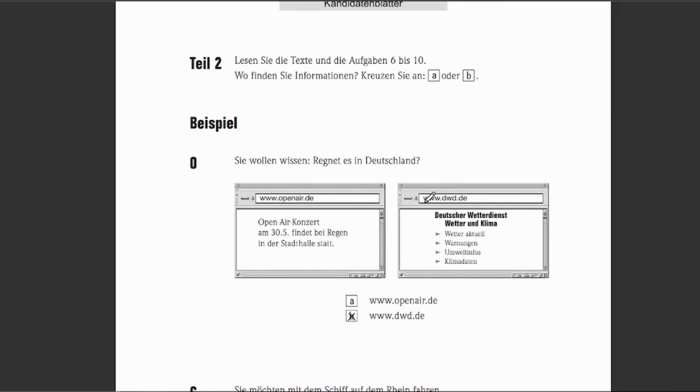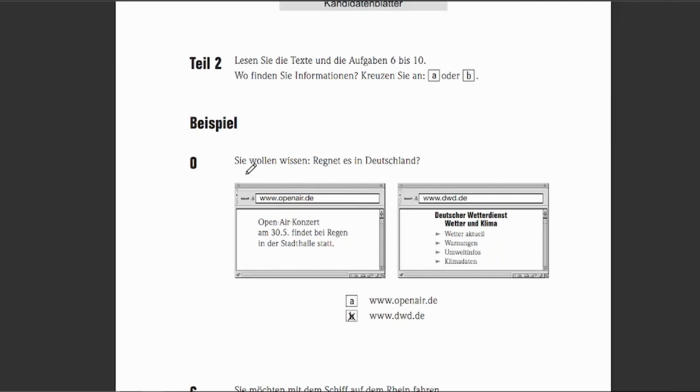This is a website www.dwd.de, Deutsche Wetterdienst, Wetter und Klima. So of course this seems to be more perfect. It says about weather and climate, weather actual, Warnungen, warnings, Umweltinfos, Klimadaten. So of course the answer B is correct.